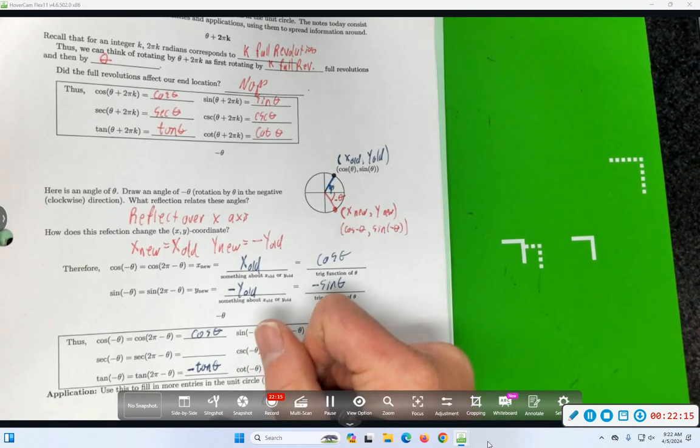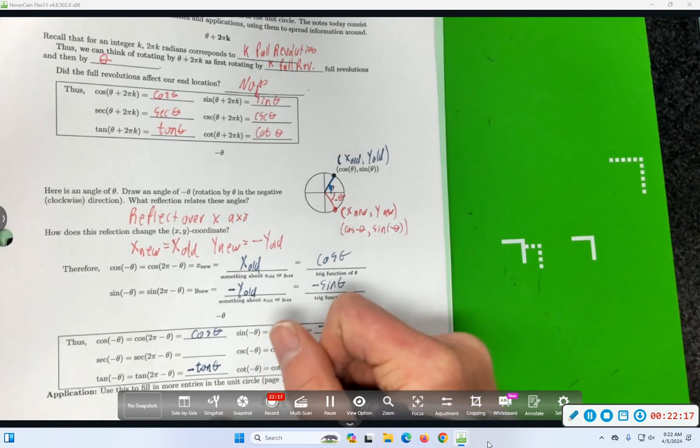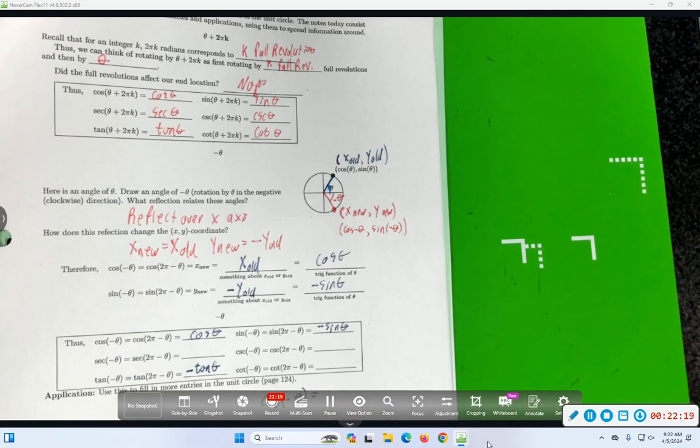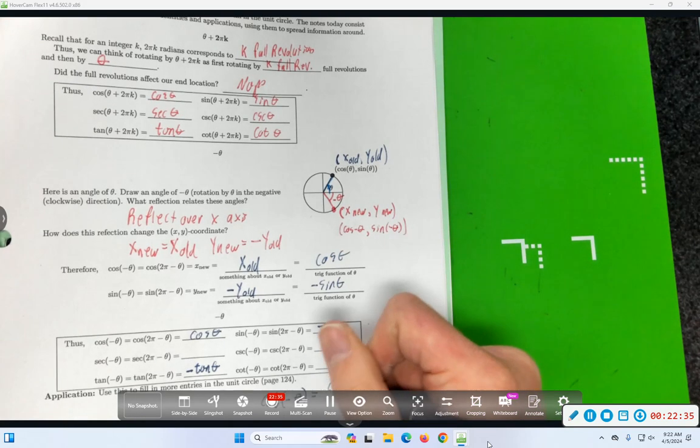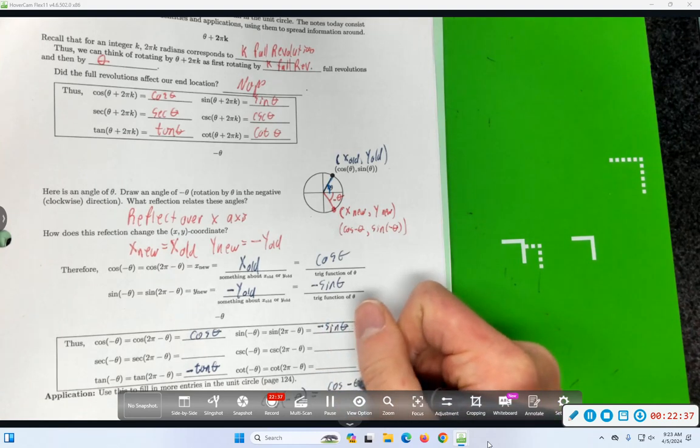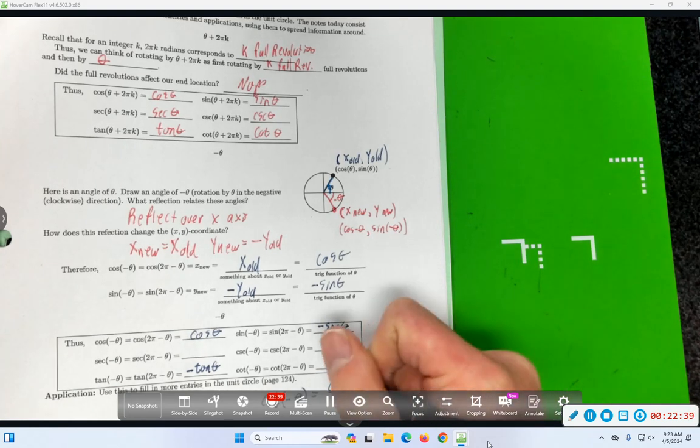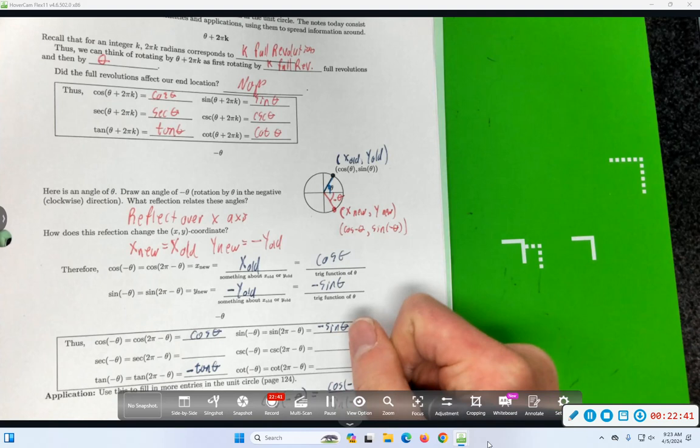So let's try to think about what the cotangent of negative theta is. What ratio of trig functions gives cotangent? Like what is it in terms of sine and cosine? Cosine over sine. Right, cotangent is x over y. So it'll be cosine of negative theta divided by sine of negative theta.